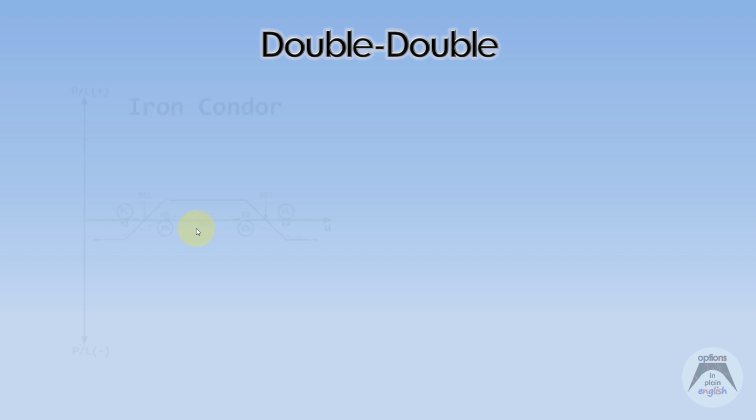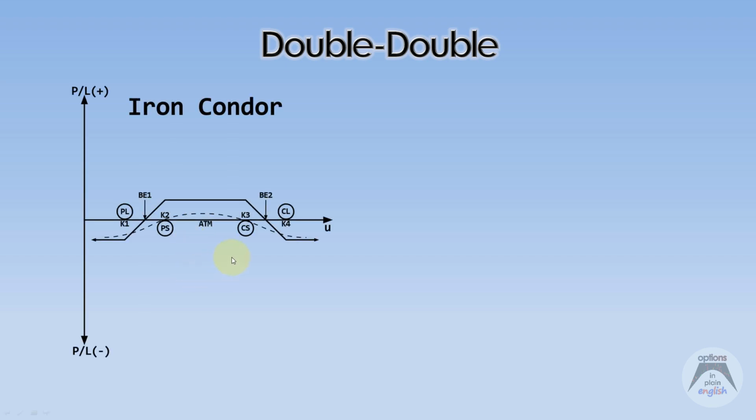An Iron Condor, as we know, is made up of two vertical spreads, a short call spread here and a short put spread right here. So the current price is in the middle, and this strategy is betting on price staying inside a range.